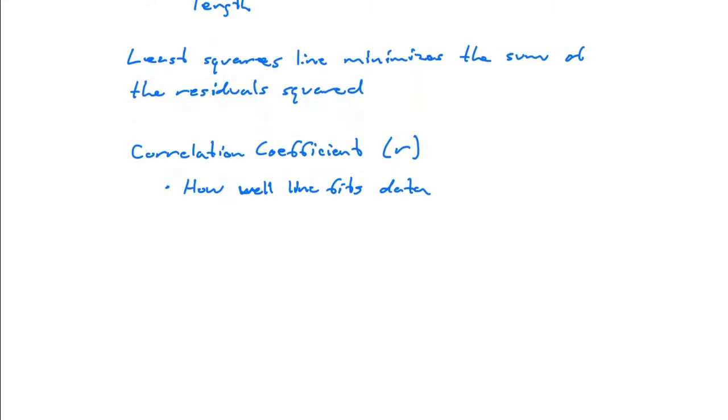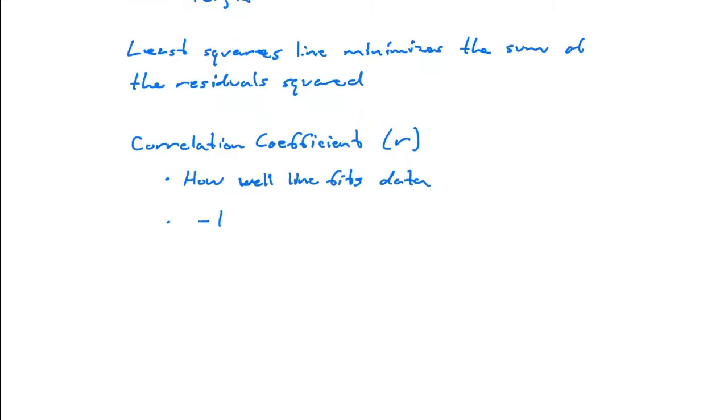Okay. R is always between -1 and 1. Negative, positive, not good, not bad. It just simply refers to direction. So the sign refers to direction.